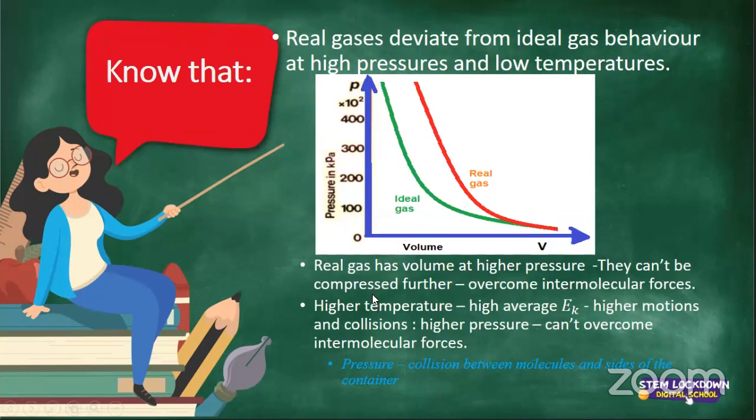So if you look here at higher pressure, the real gas will have higher volume compared to the ideal gas. They would occupy a specific volume. A real gas at higher pressure can be compressed further. So they can occupy a specific volume. They deviate from the ideal gas.